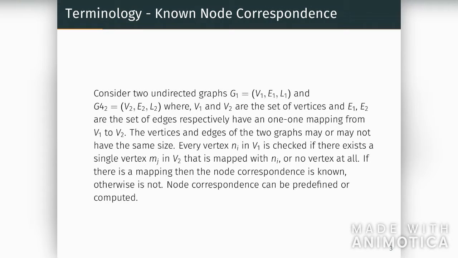By the term known node correspondence, we simply mean the case of two undirected labeled graphs where their vertices have a one-to-one mapping. The vertex and edge sets of the graphs may or may not have the same magnitude. Every vertex from the first graph's vertex set is checked if there is a single vertex from the second graph's vertex set that is mapped to it, or no vertex at all. If a mapping exists, then the node correspondence is known, otherwise it is not. The node correspondence can be predefined or computed.